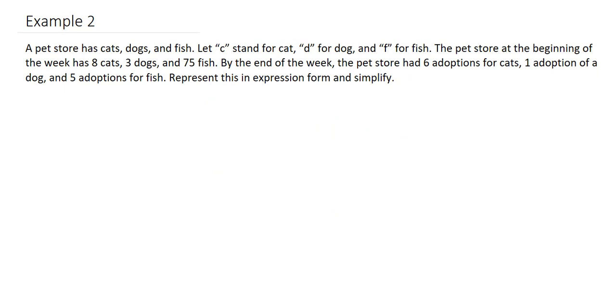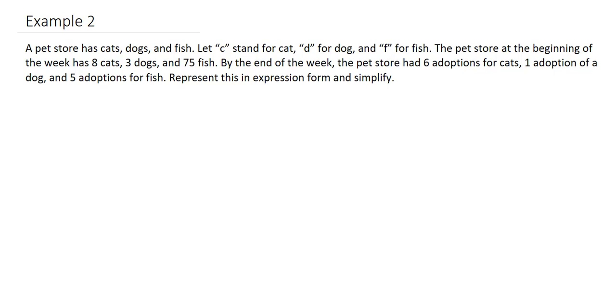A pet store has cats, dogs, and fish. Let C stand for cat, D for dog, and F for fish. The pet store at the beginning of the week has 8 cats, 3 dogs, and 75 fish. By the end of the week, the pet store has had 6 adoptions for cats, 1 adoption of a dog, and 5 adoptions for fish. Represent this in expression form and then simplify.